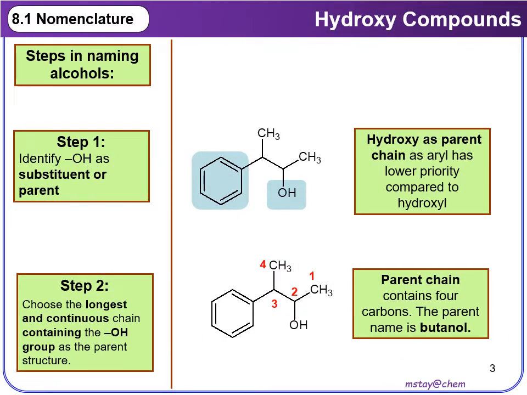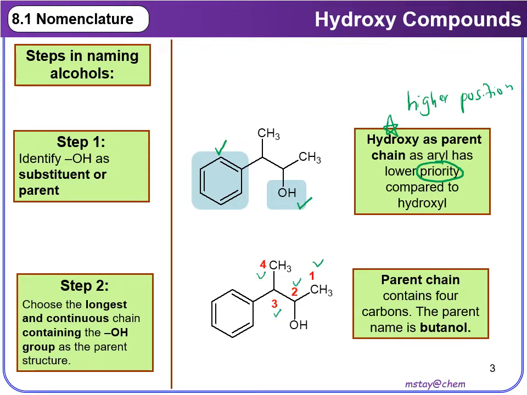So let's start with the naming part. When we want to do naming, we have to identify the functional group. For example, in this compound here, we have the benzene ring and we also have the hydroxyl group. When we have more than one functional group, you have to refer to the priority list. In this case, hydroxyl will be the parent because it is at a higher position in the priority list.